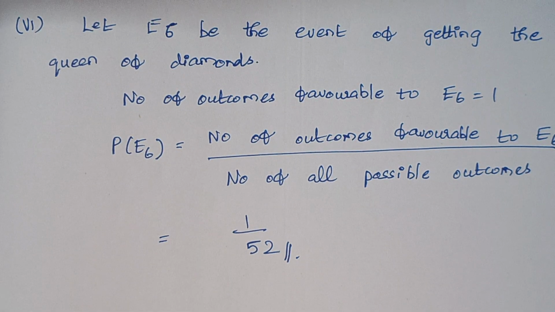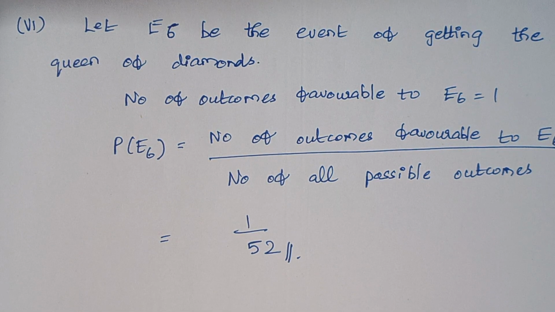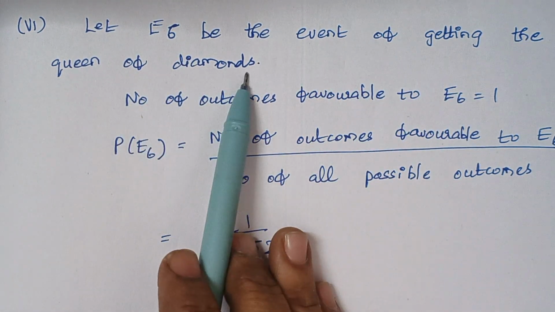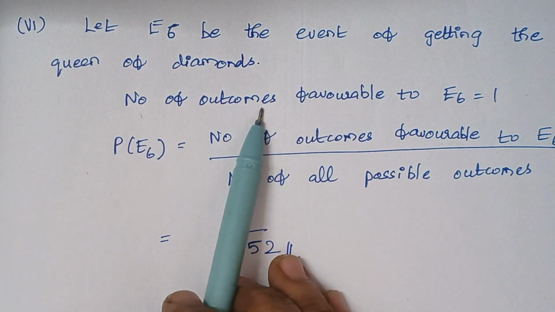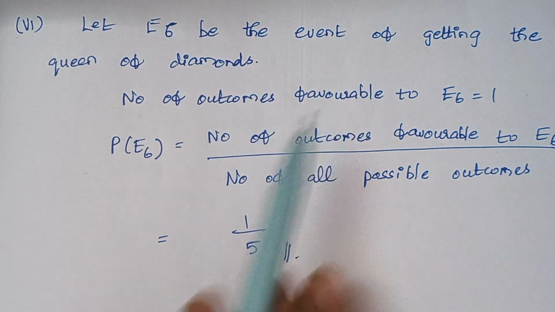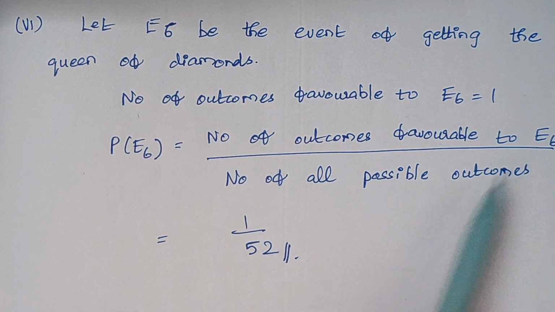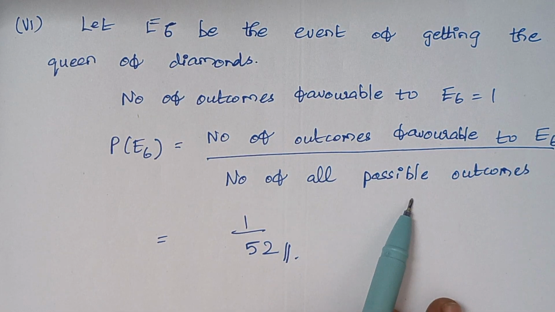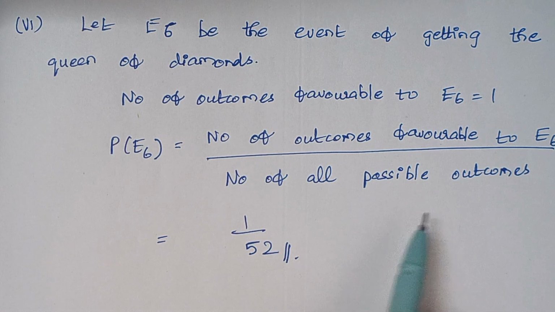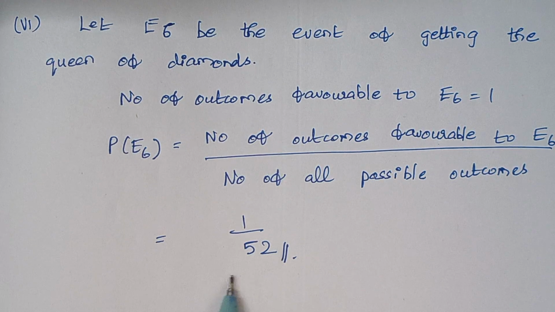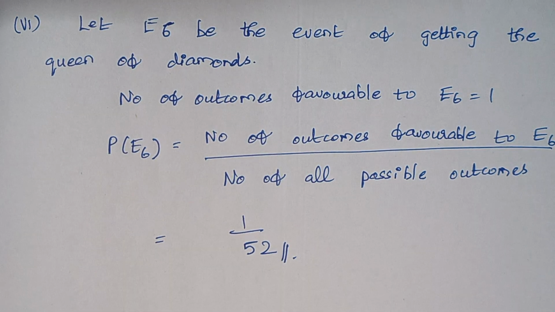And our sixth question is Queen of Diamonds. So let E6 be the event of getting the Queen of Diamonds. So here we have only one Queen of Diamonds. So probability of E6 is again number of outcomes favorable to E6 divided by number of all possible outcomes. So here the favorable outcome is 1 in number. Therefore 1 divided by 52 is the answer.